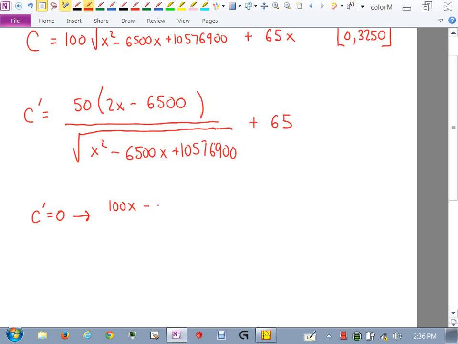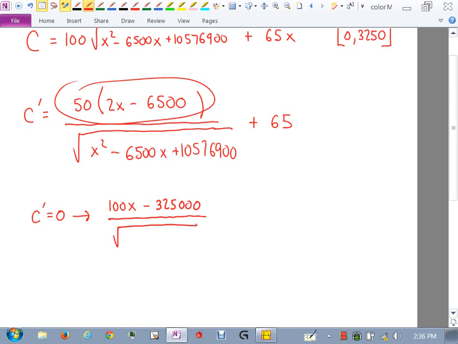Negative 325,000. All I did was distribute it there, right? Over my square root of all that there, right? I'm not going to rewrite it because I'm almost out of time, but you all understand all that's still under there, right? And then plus 65 equals 0.